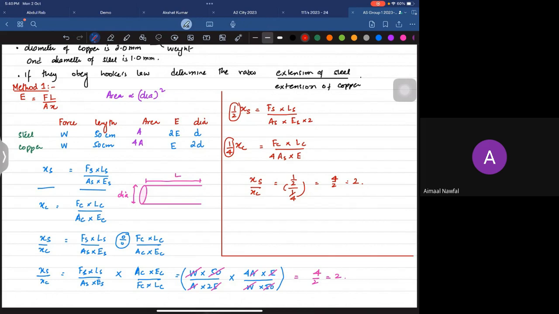So it's really up to you which you want to follow. But it would be good if you draw this table in any case, because a table helps you analyze stuff better. Everyone gets it? Yes. Sir, the ratio between the extension of steel and copper is 2, right? Yes, it is 2 because it's 4 over 2. That's why. Understood?